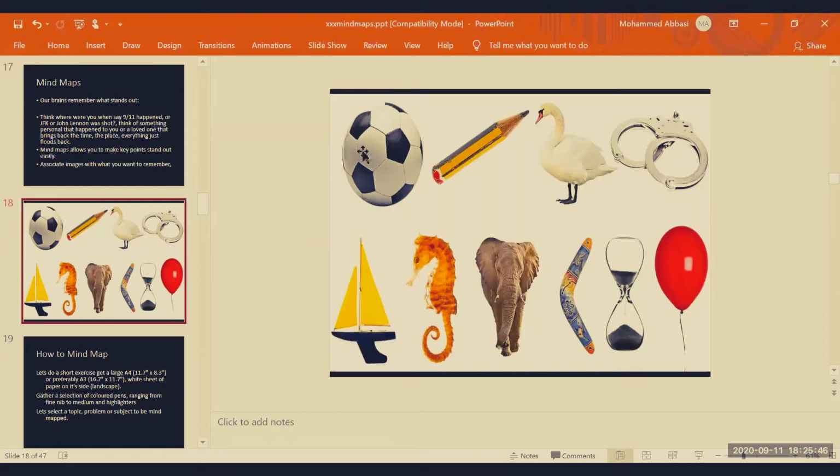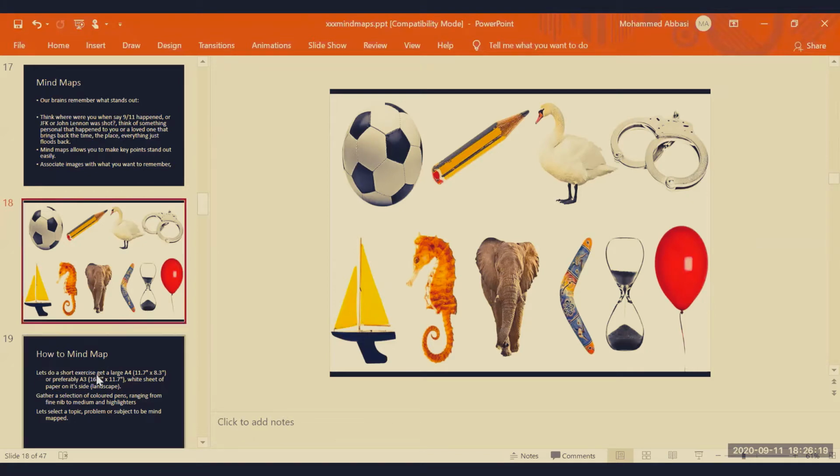Okay, a football, it's a 0. A pencil is number 1. 2 is a swan. Handcuffs are shaped like the number 3. Number 4 is like a yacht. A seahorse is like a 5. An elephant's trunk looks like number 6. A boomerang backwards looks like 7. The sand timer looks like 8. And the balloon is 9.